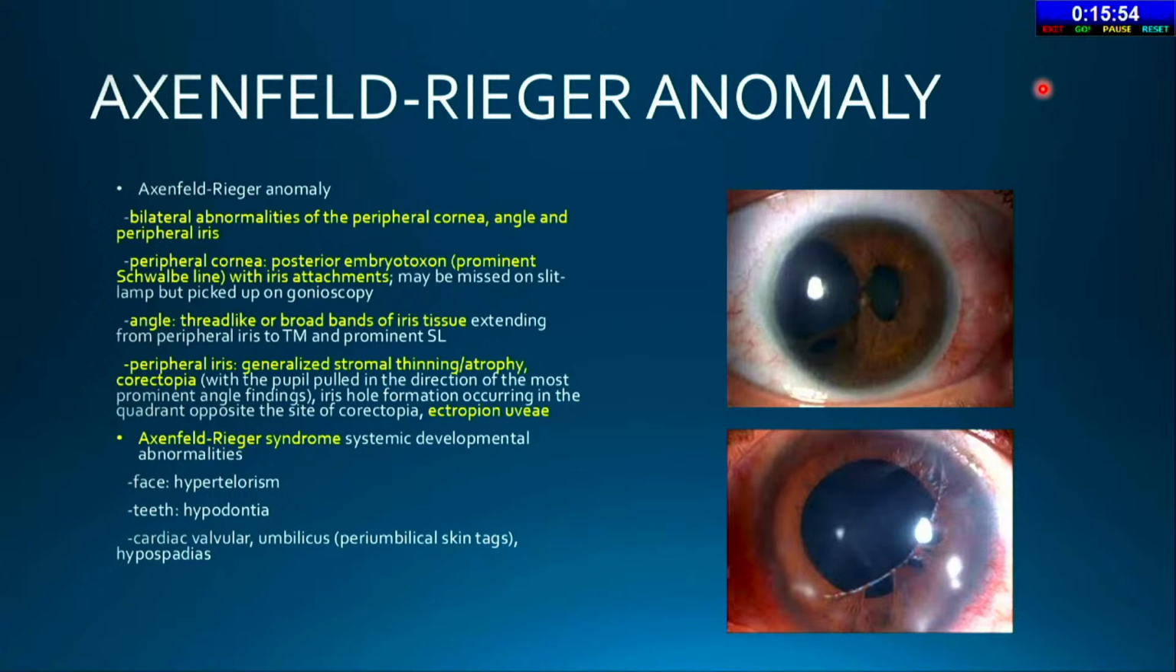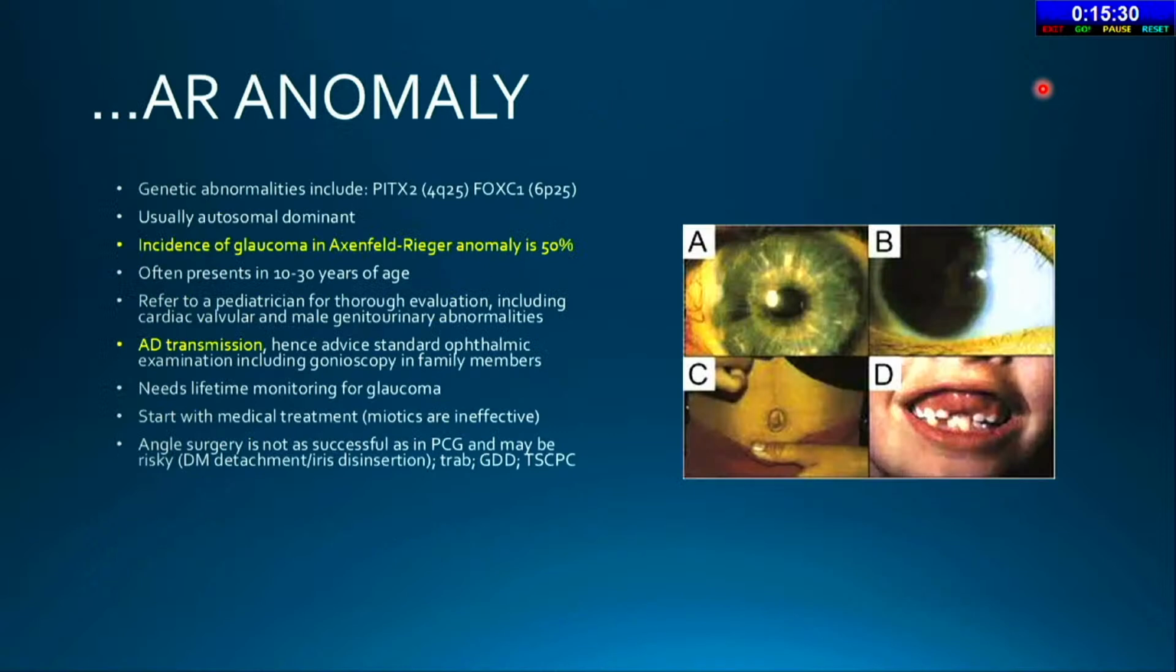Then, can you diagnose from the picture what this condition is? This is Axenfeld-Rieger anomaly. So there is a prominent Schwalbe line, which is called a posterior embryotoxon. There are characteristic changes in the iris, which are iris atrophy, iris holes, and corectopia. And if you do a gonioscopy, you will find that there are broad bands of iris tissue adhering to this prominent Schwalbe line. And in the bottom picture, you can see a very dramatic appearance where the Schwalbe line has detached into the anterior chamber.